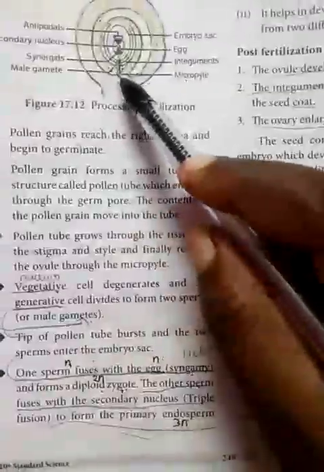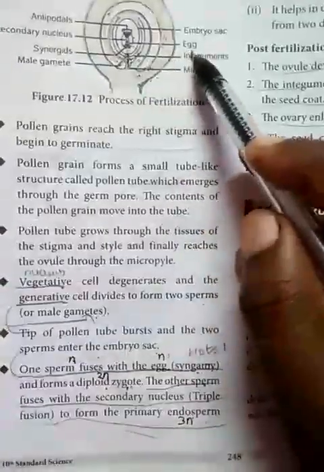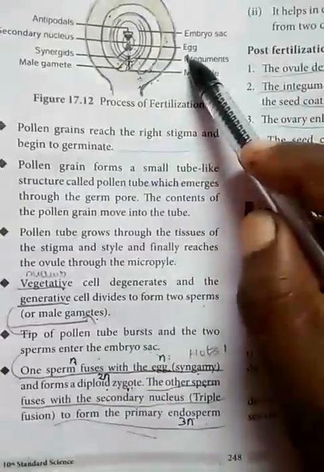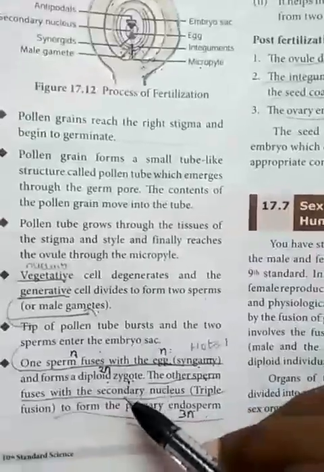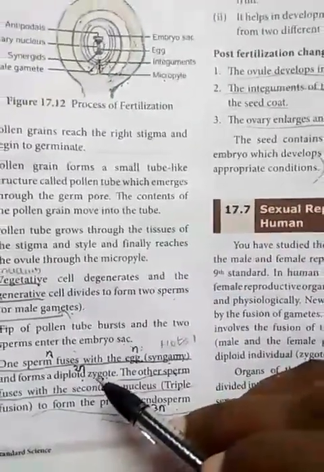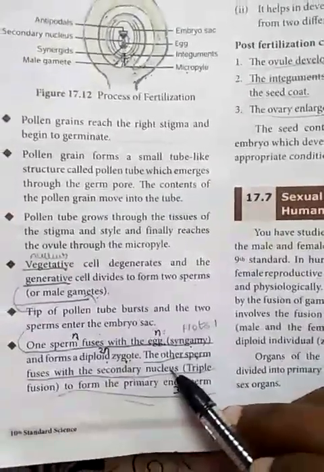So one of the male gametes fuses with the egg. As we know, near the micropyle the egg is present. So one of the male gametes will fuse with the egg, and they will form a diploid zygote. Next, the other sperm fuses with the secondary nucleus.